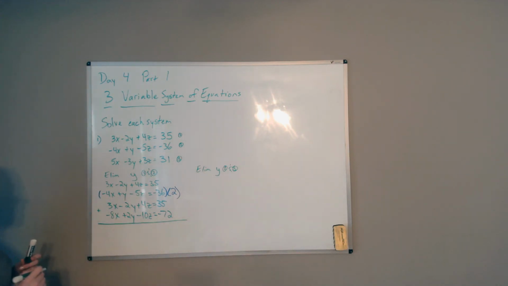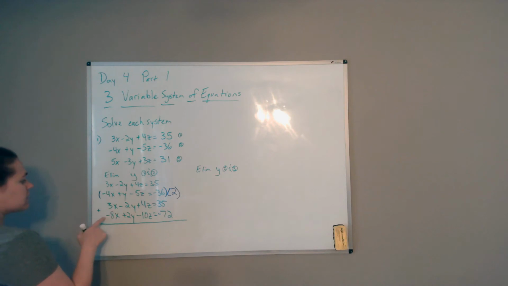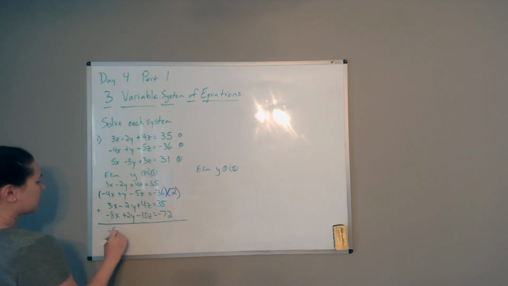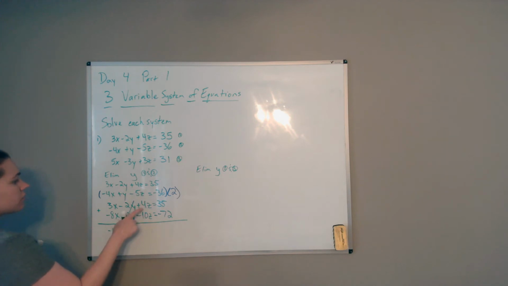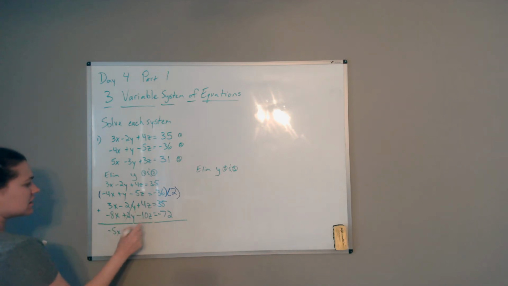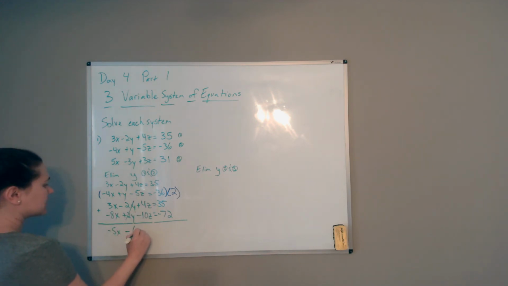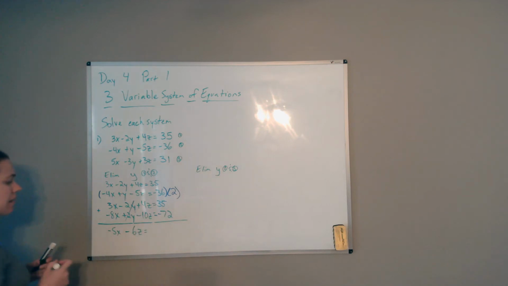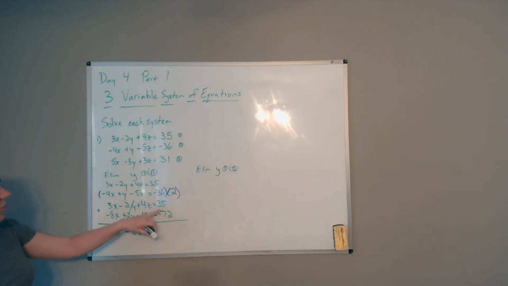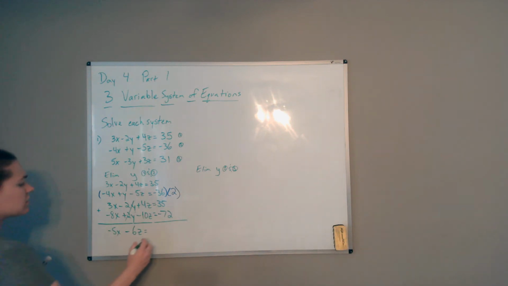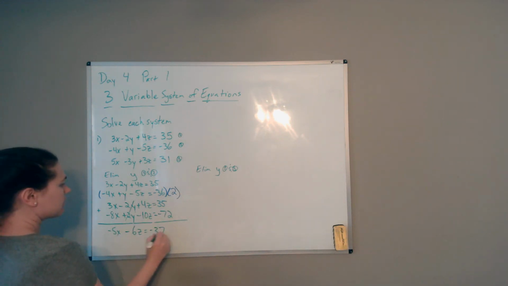And now we have to add those together. So 3x minus 8x, that puts us at negative 5x. Negative 2y plus 2y, those cancel. 4z minus 10z is negative 6z. And notice how I put my z: I put a little slash through my z so I don't accidentally think that it's a 2. Okay? Then I have 35 minus 72. That is going to give us negative 37.